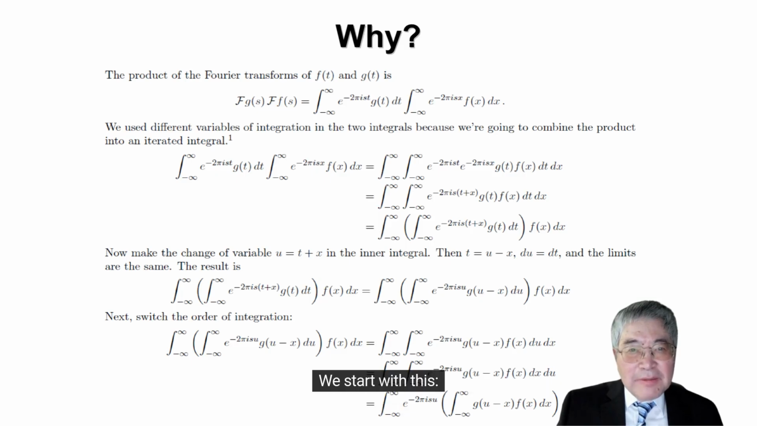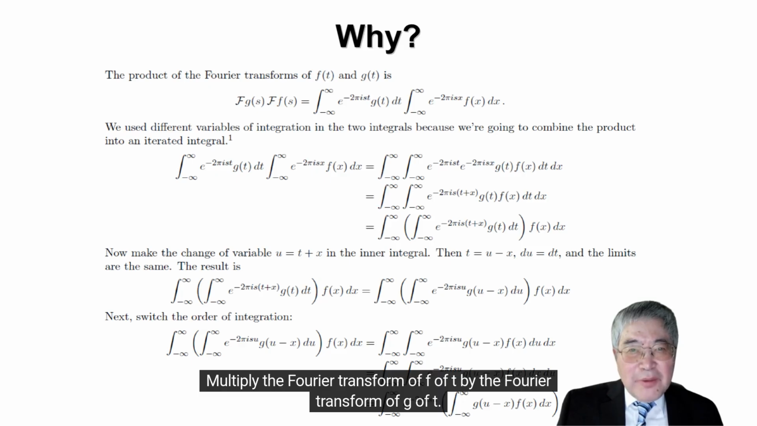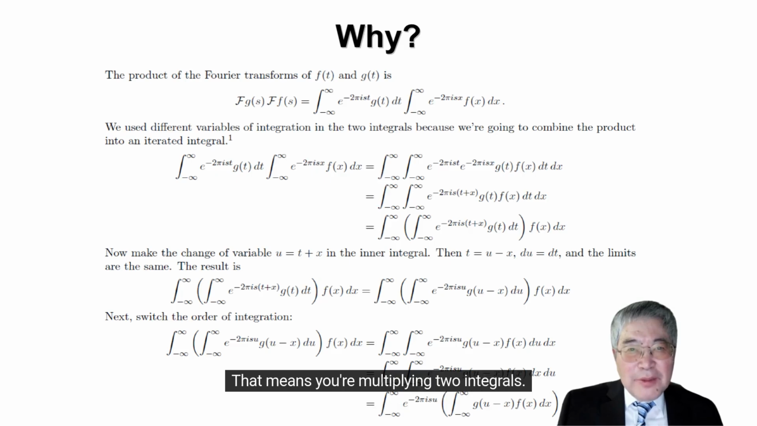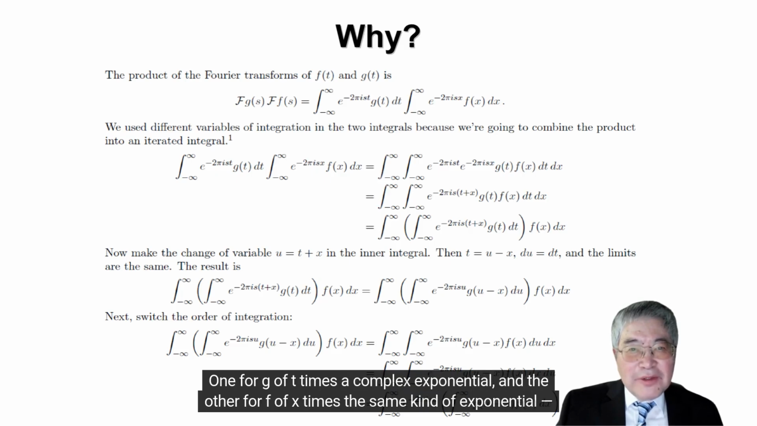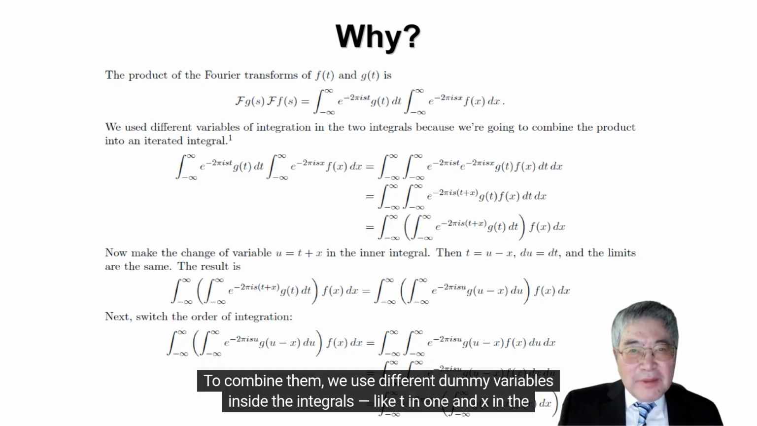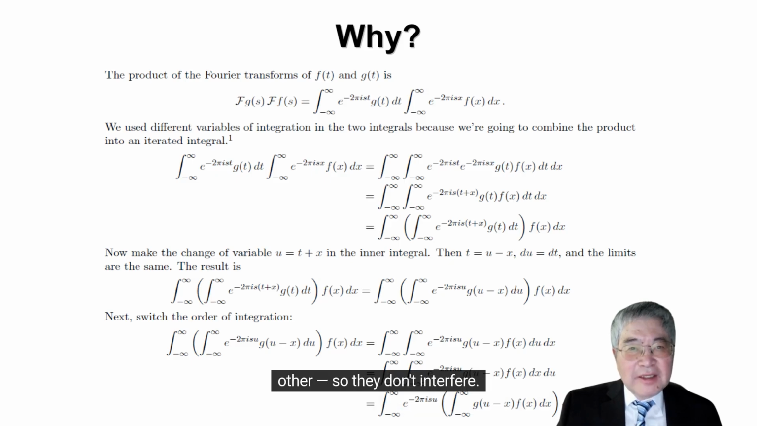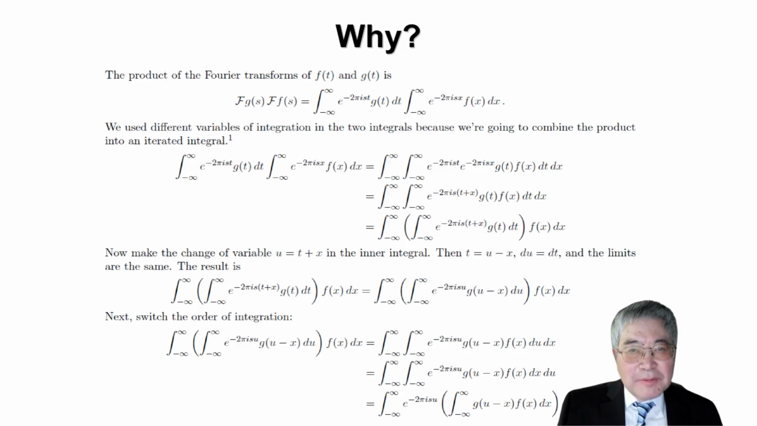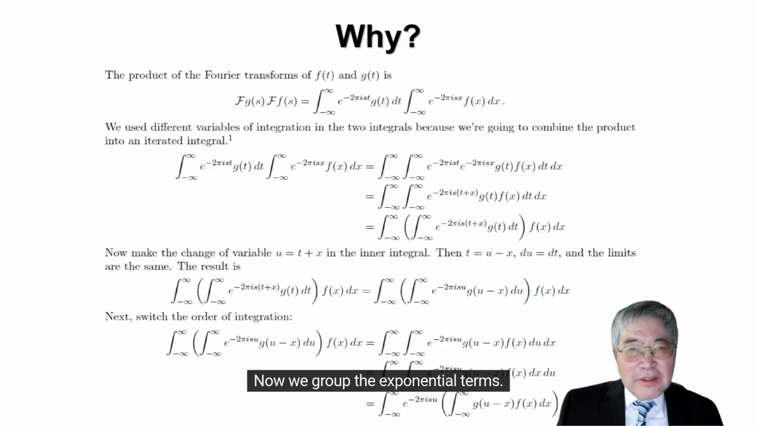We start with this. Multiply the Fourier transform of f of t by the Fourier transform of g of t. That means you're multiplying two integrals, one for g of t times a complex exponential, and the other for f of x times the same kind of exponential, but with a different variable. To combine them, we use different dummy variables inside the integrals, like t in one and x in the other, so they don't interfere. Then we combine them into a double integral. Now we group the exponential terms.